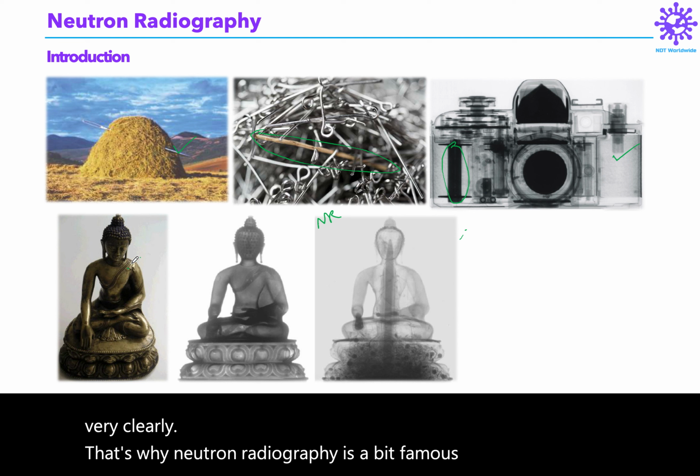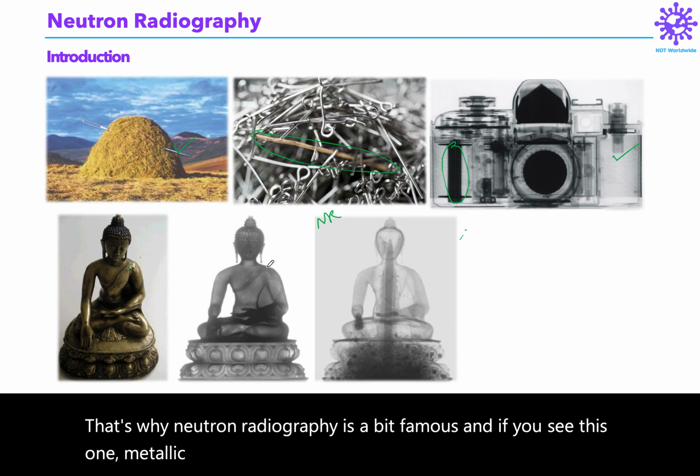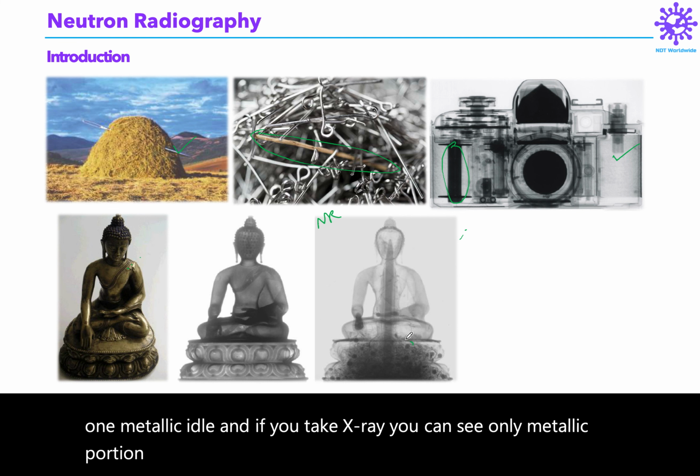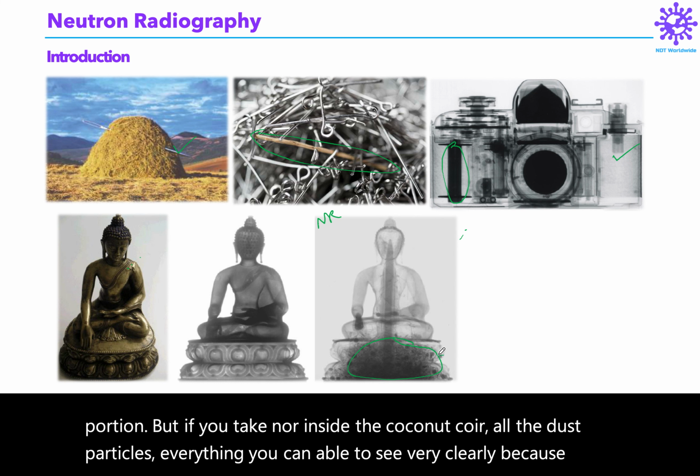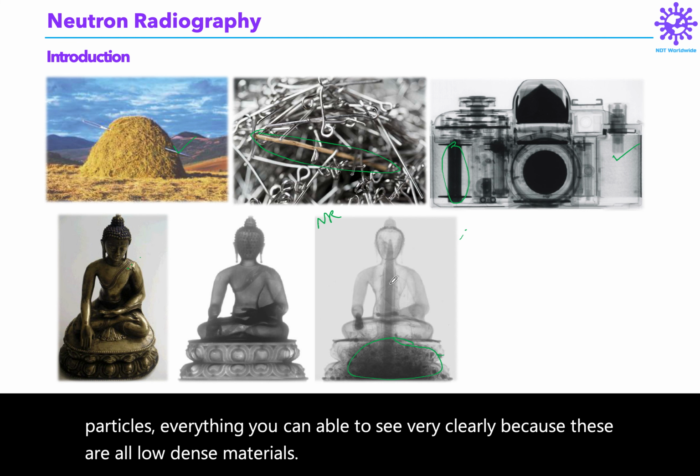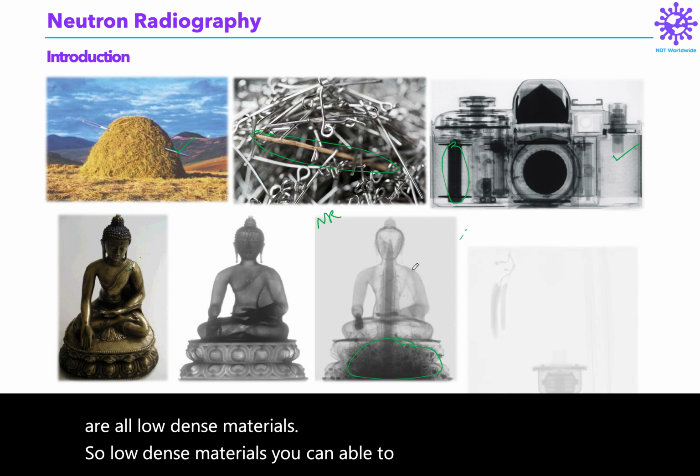And if you see this metallic idol, and you take X-ray, you can see only the metallic portion. But if you take NR, inside the coconut coir, all the dust particles, everything you are able to see very clearly, because these are all low dense materials. So low dense materials you can see very clearly.